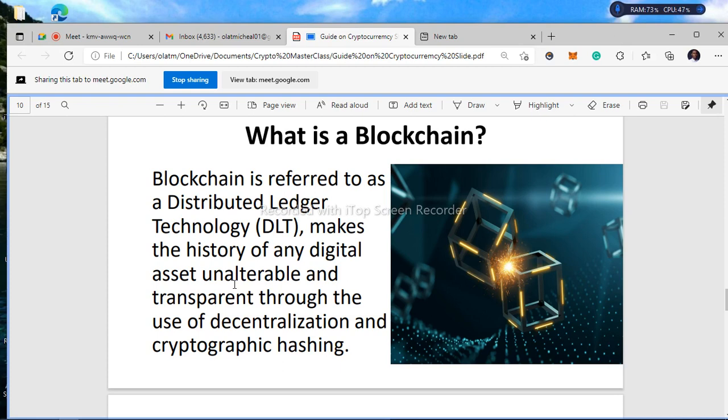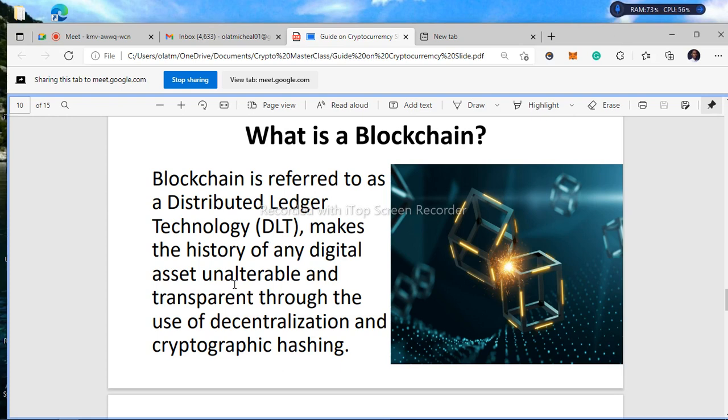Now we say blockchain is a distributed ledger that makes the history of any digital asset, any transaction, unaltered. You can't alter any transaction that is performed on the blockchain. You can only see what's happening when you perform a transaction. Let's say you're sending money from my account to your account. When I click on send from my wallet, it begins to process. During that process, you can see what is happening. It's moving from wallet A to wallet B. You can view it on the blockchain.